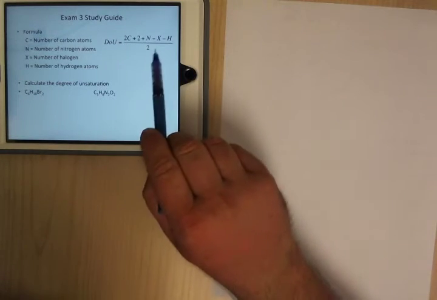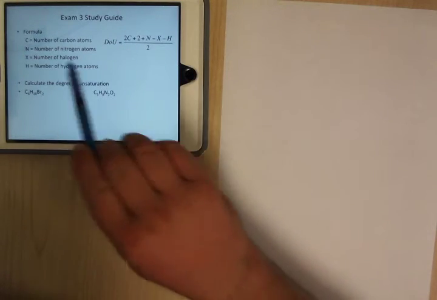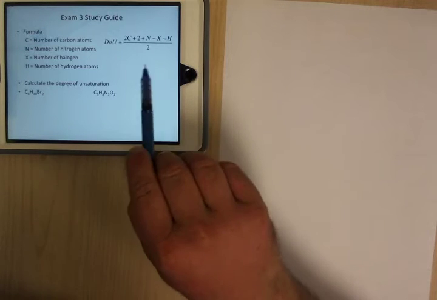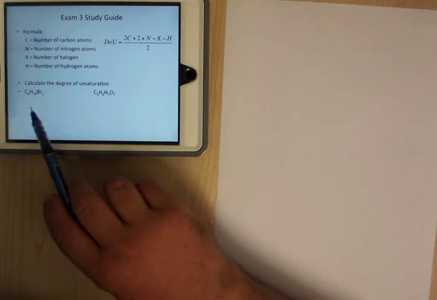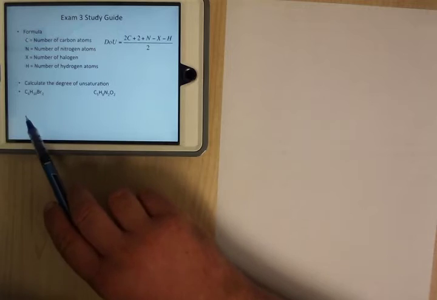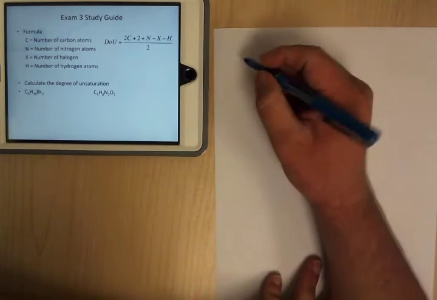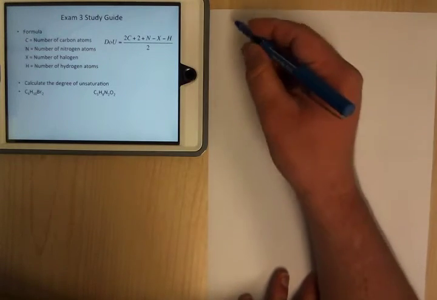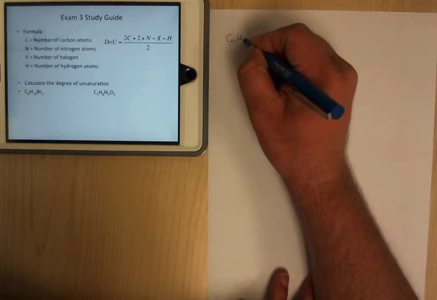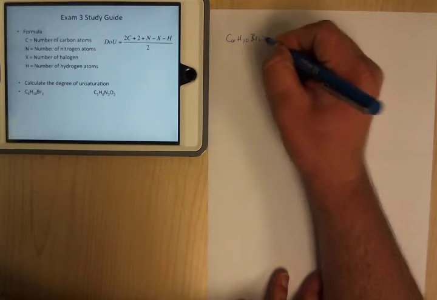I will give you that equation. I'm not going to give you the key, but I'm going to give you that equation. You're just going to need to know how to use it. So I'm going to give you a formula like this, and you've got to be able to calculate that degree of unsaturation. So C6H10Br2.